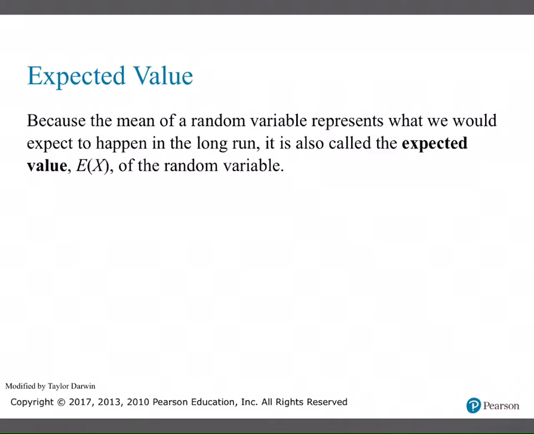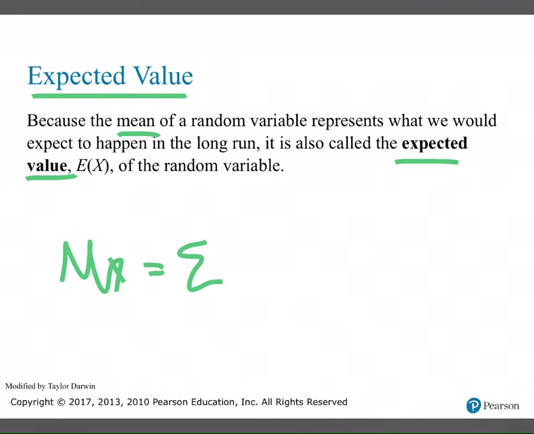Anytime you see the word mean and expected value, they mean the exact same thing. It wants to know what's going to happen in the long run. So if you see expected value, it is that exact same formula. The sum of x times p of x. Add them all up.